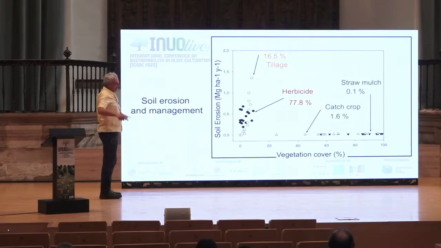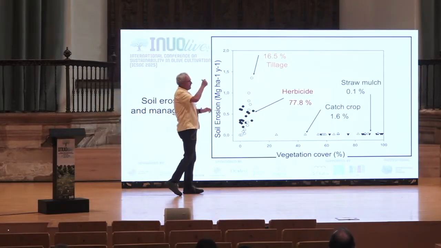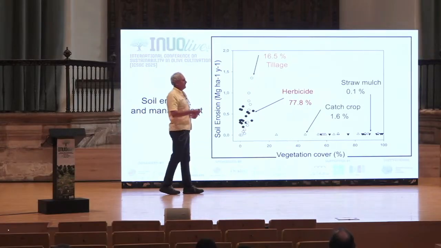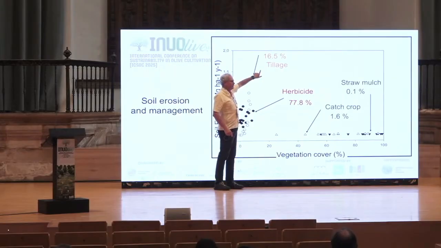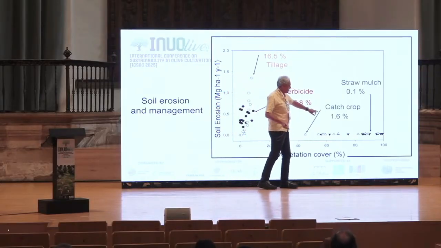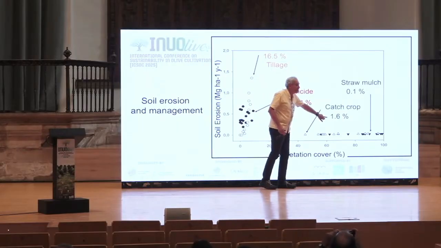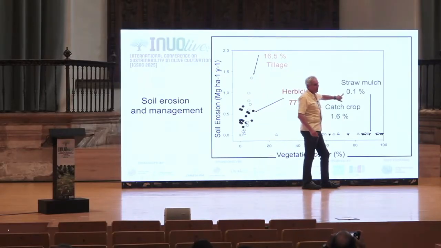In one of our watersheds, in one of the regions that we study, we went farmer by farmer and made a mapping of the management that they did. Almost 17% of the land uses tillage. Almost 80% of the land is treated with herbicides. Catch crops, covered with oats for example, are only 1.6% of the land. And straw mulch was only 0.1% of the land, which is one guy doing organic farming for a long time.